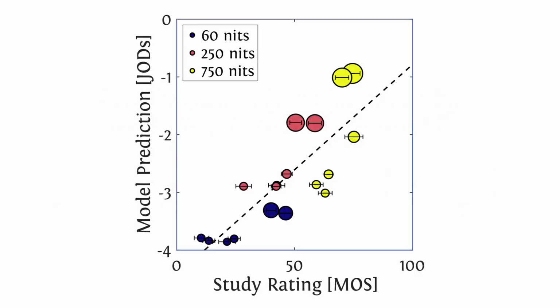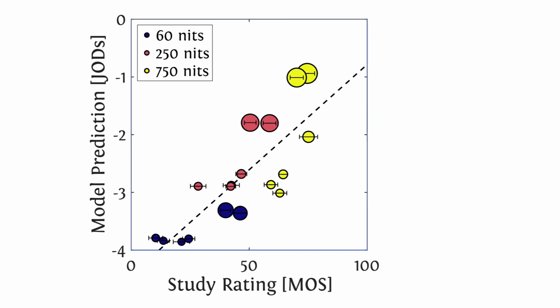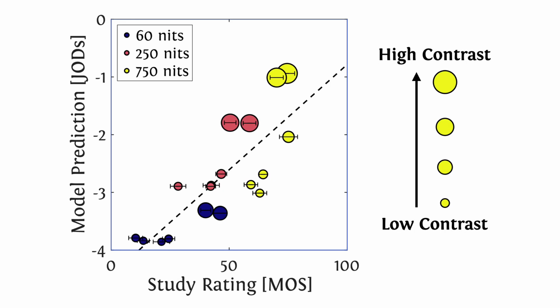The user rating results were scaled to mean opinion scores and plotted against the model predictions, where higher measured scene contrasts correspond to larger scatter points in this plot. We found a strong correlation between our model predictions and user ratings, which indicates that our model can predict the results of this VR scenario well.